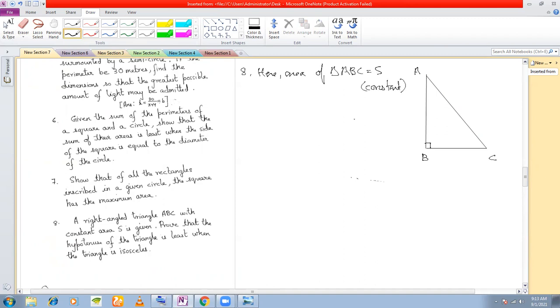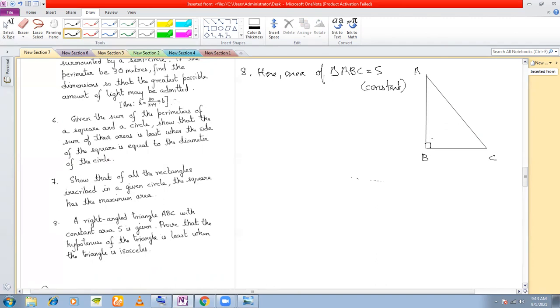Okay. And what do you have to show? You have to show that the hypotenuse of the triangle is least. That means the hypotenuse is AC. You need to show that the length of AC is least when the triangle is isosceles. That is when AB is equal to BC. That is what you need to show.